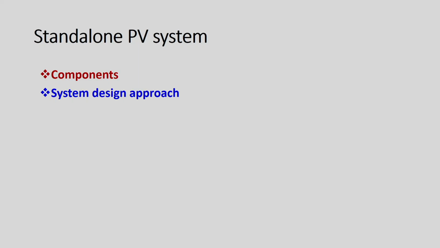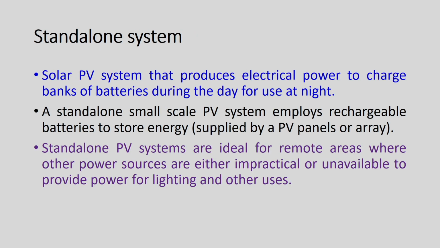Mostly today we will be covering the components of a standalone PV system and the system design approach. So, what is a standalone system? A standalone system is a solar PV system that produces electrical power to charge banks of batteries during the day for use at night. A standalone small-scale PV system employs rechargeable batteries to store energy, which is supplied by PV panels or arrays.